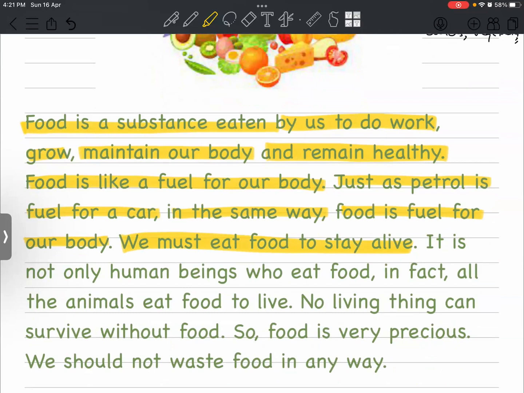Is it the humans only that consume food, or are there any other animals also on this planet? No, sir. There are plants, animals, even those animals which we cannot see by our naked eyes. That is the bacteria. They also need food, right? Okay. Can you name a few microorganisms?